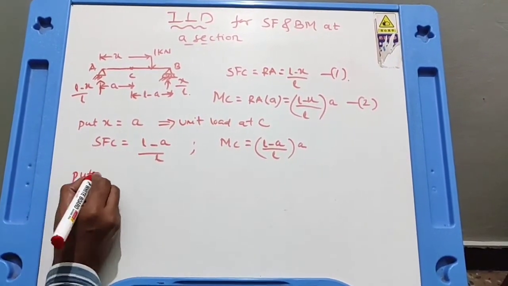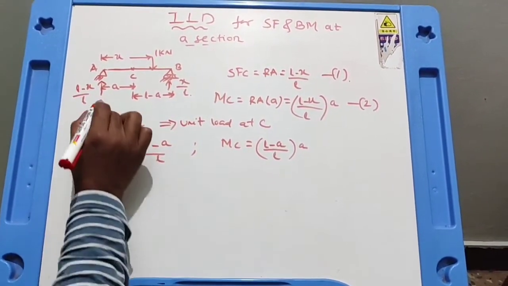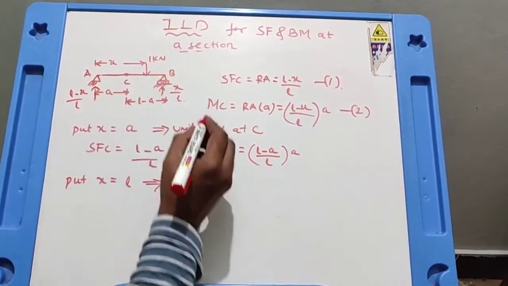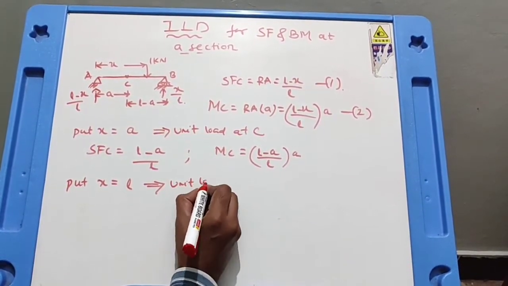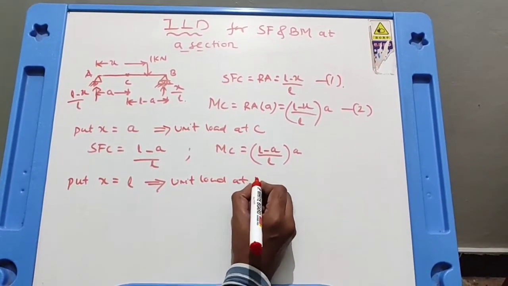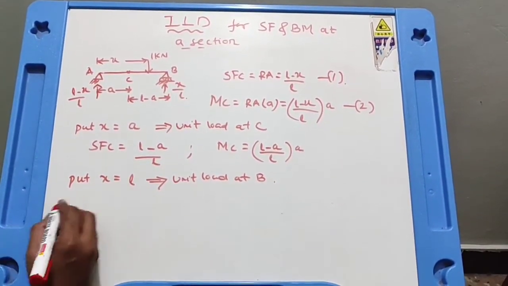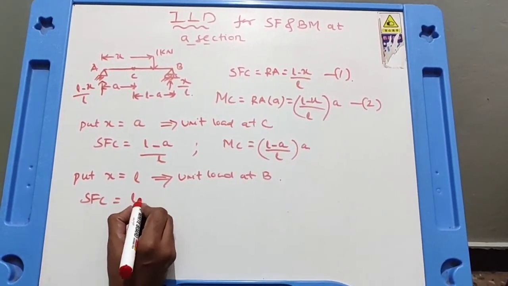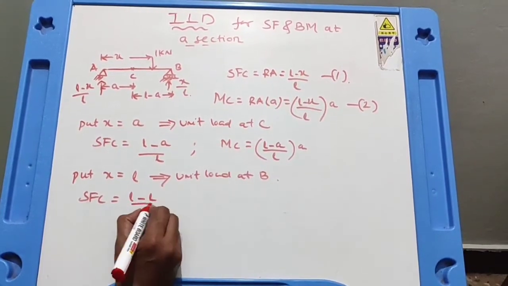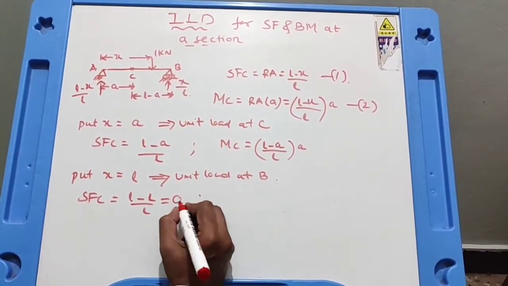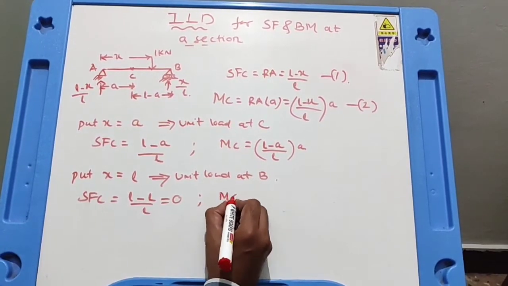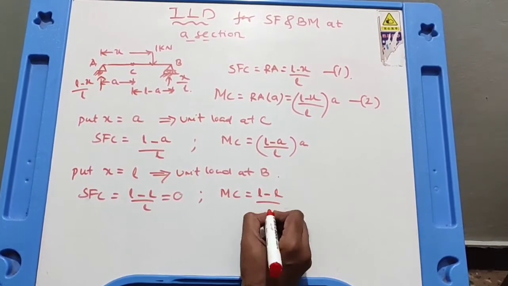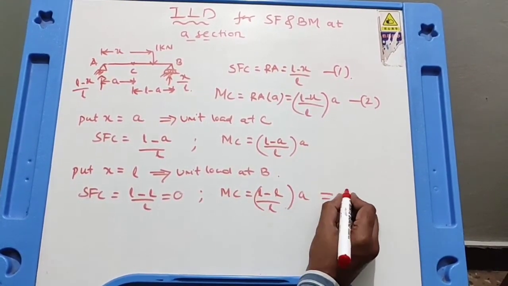Now put x equal to L. What does it mean? The last position of the unit load, that is, the unit load is at B. When the unit load is at B, what is the shear force at C? Same formula, first equation: (L minus x) upon L, that is L minus L upon L, which is 0. And what is the bending moment at C? Again substitute x equal to L: (L minus L) upon L into a, or simply 0.